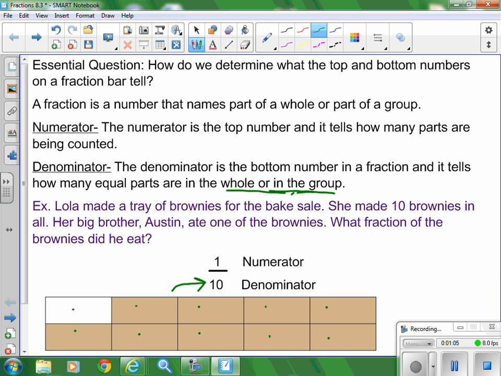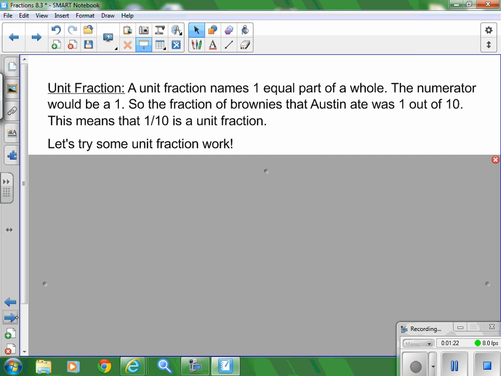Now, this question asks you, what fraction of the brownies did he eat? Well, he only ate one piece, right? So there's your numerator. He ate 1 out of 10. So that's your fraction that Austin ate. Let's look at a couple more.